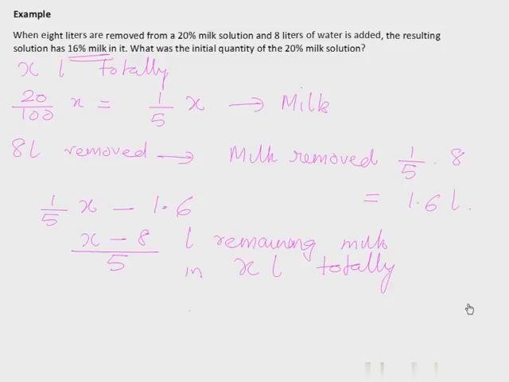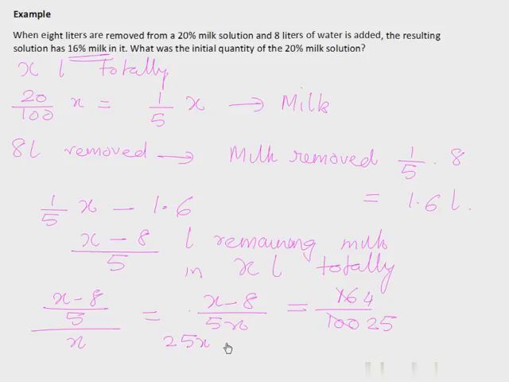So we have X minus 8 upon 5 liters of milk remaining in a total of X liters of the solution. So what's the ratio of milk to the solution? It's X minus 8 over 5 upon X, which is X minus 8 over 5X. And this is given to be now 16%. So that can be written as 16 over 100. Let's simplify this. This is 4 over 25. Cross multiplying and solving for X, we will get 25X minus 200 is 20X, which will finally lead to X equal to 40. That means the original volume of the solution was 40 liters. That's the answer, 40 liters.